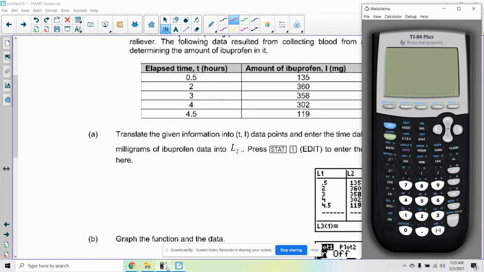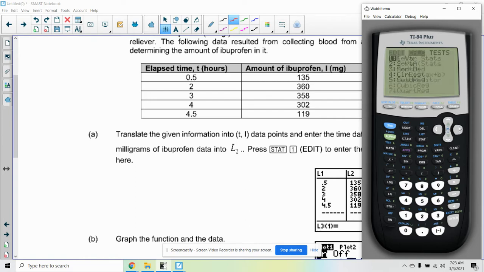We're just going to take our data and plug it into our L1 and L2, just like we did in chapter one. So I'm going to go to Stat, Edit, and clear those out. Remember, I'm going to highlight L1 and L2 and clear them out. So I have 0.5, this is the pain in the butt part, 2, 3, 4, 4.5, 135, 360, 358, 302, and 119.